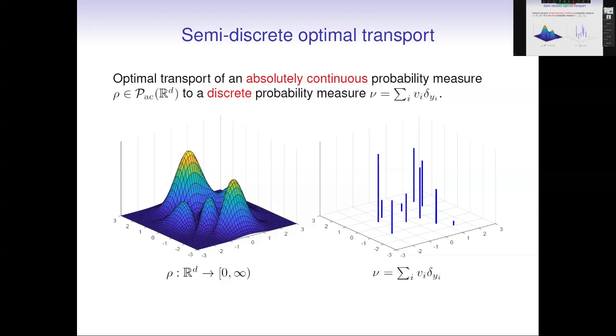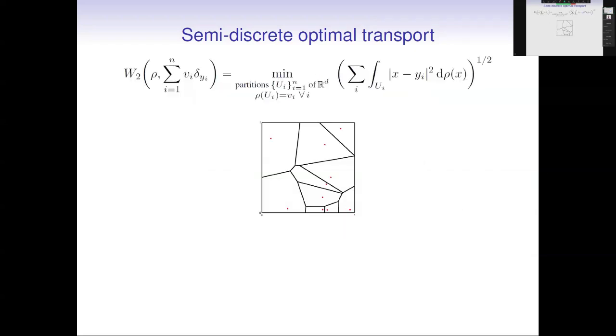And since there's only finitely many places we can go, the transport map will partition the domain. So we'll put it into regions. There'll be some region which goes to this bucket, another region which goes to this bucket. And so this is the link with geometry: the transport map will create a partition. Okay, so this is the definition.